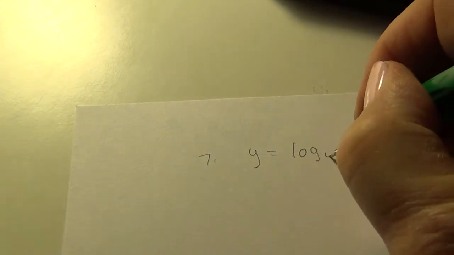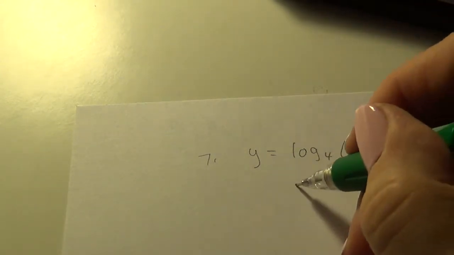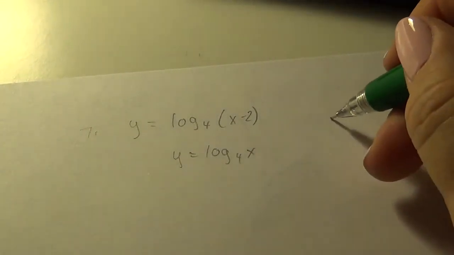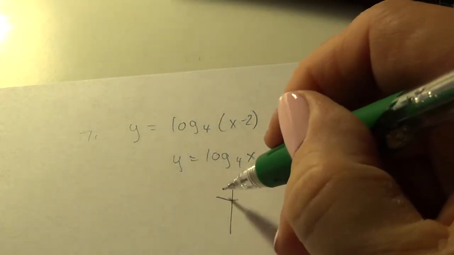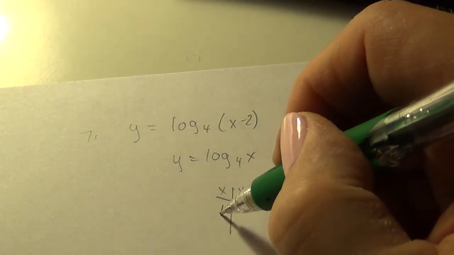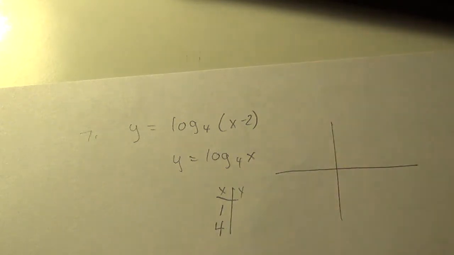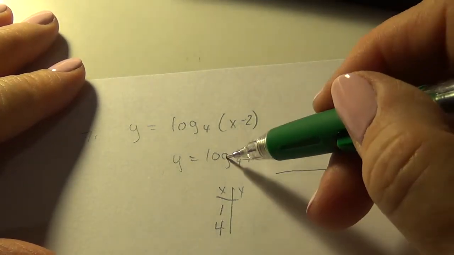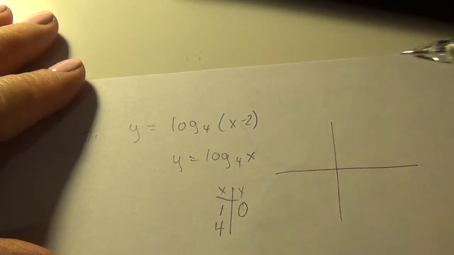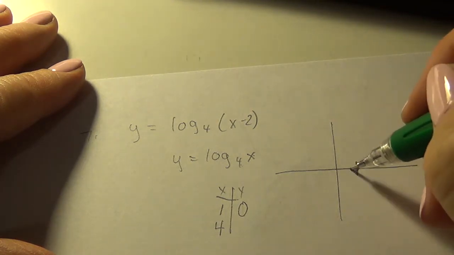All right, number 7. We have a graph to do. So we're going to start with the basic graph and then we'll move it around. So a logarithmic graph is going to take on two values, will get us what we need. So when x is 1 and when x is 4. That should be it. We should know enough about the logarithmic graph to get the whole thing with those two points. So log to the base 4 of 1. What exponent do I give 4 to get 1? Anything to the 0. So 1, 0, and this point is on the basic log graphs.